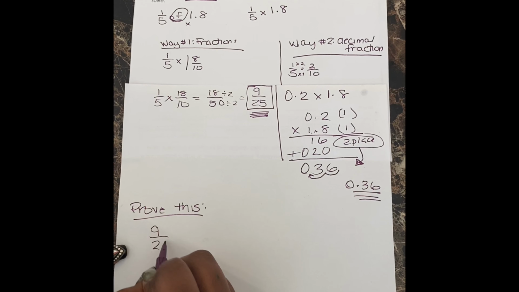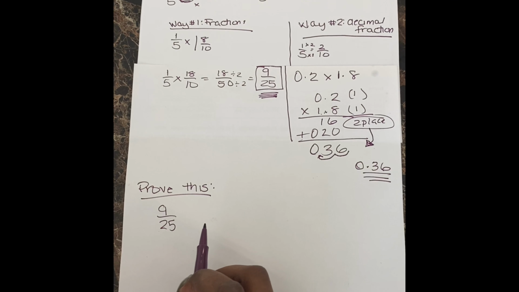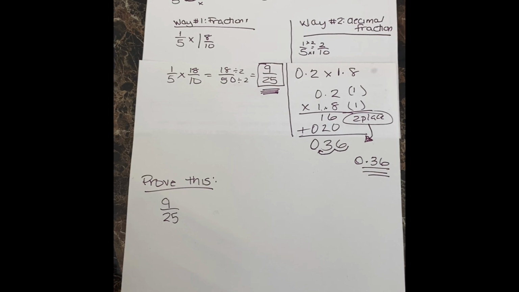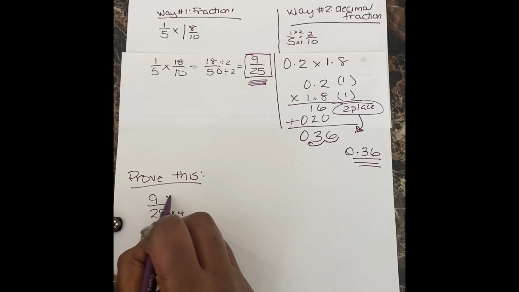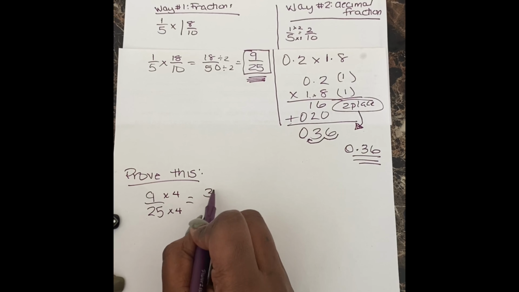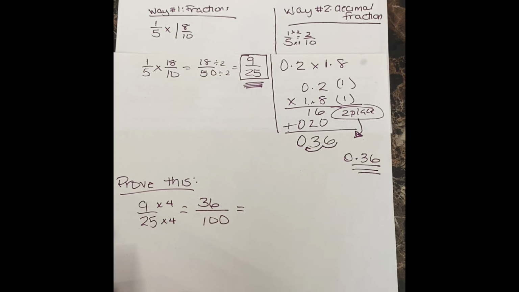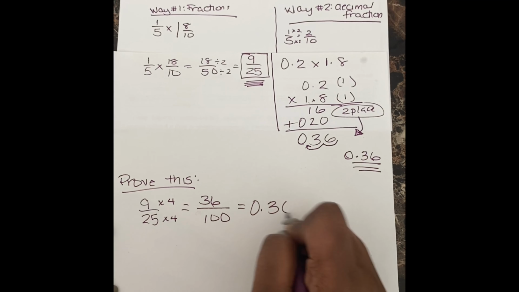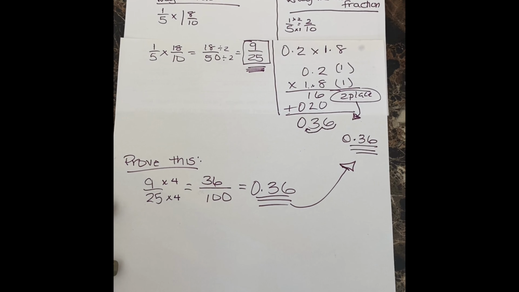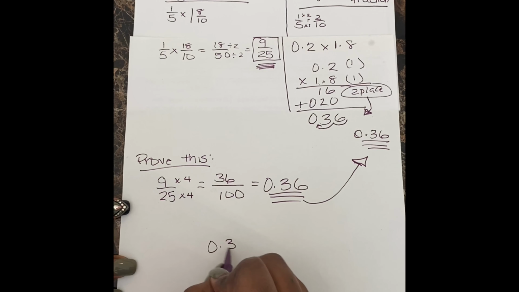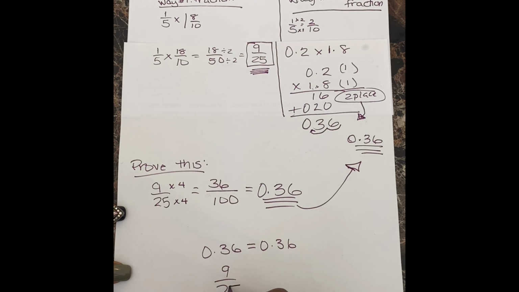We can simply change our fraction into an equivalent fraction with the denominator of 100 so that we can account for our hundredths place. So 25 times 4 gives us 100. 9 times 4 gives us 36. So we have 36 over 100. We know that 36 over 100 in decimal fraction form is 36 hundredths. This is the same answer that we got in way number 2 when we did our decimal fractions. So yes, our answer did lead us to the same answer.